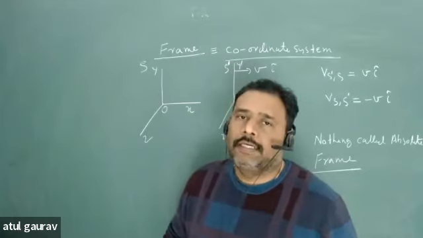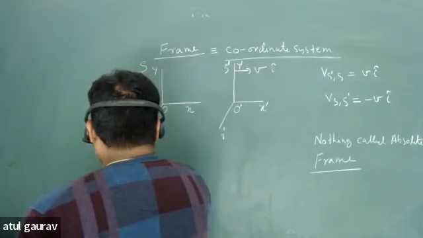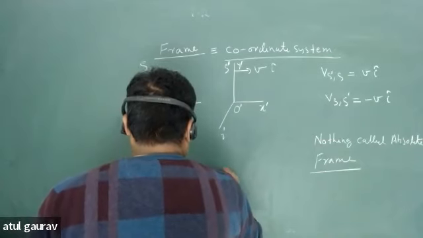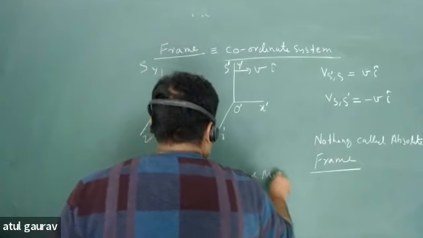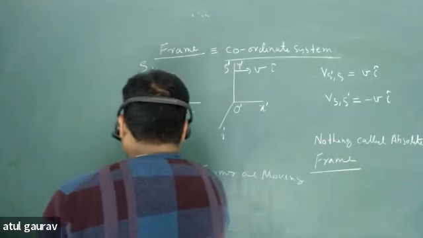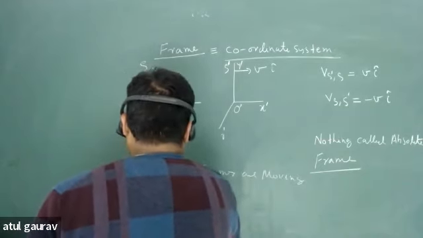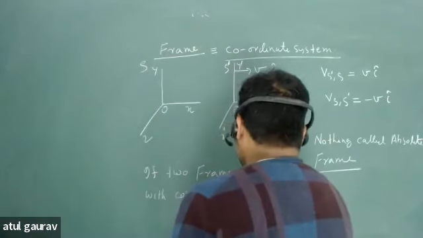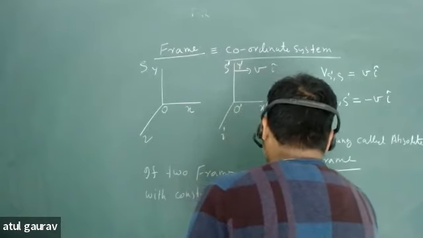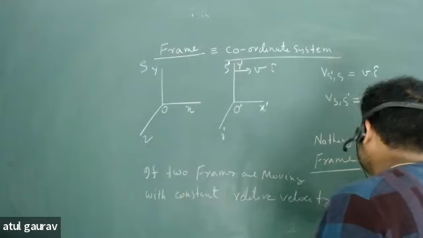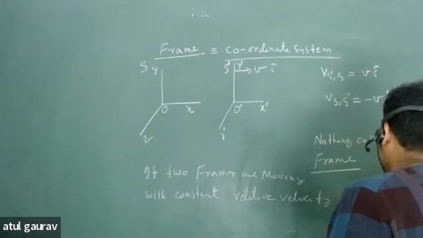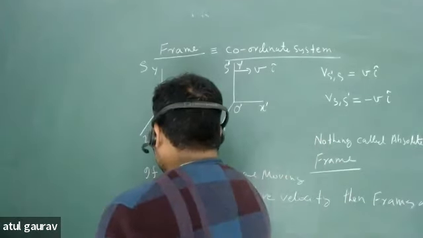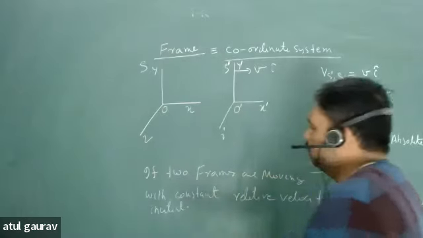Now think carefully and then answer me. So if two frames are moving with constant relative velocity, then the frames are inertial. The frames are inertial.